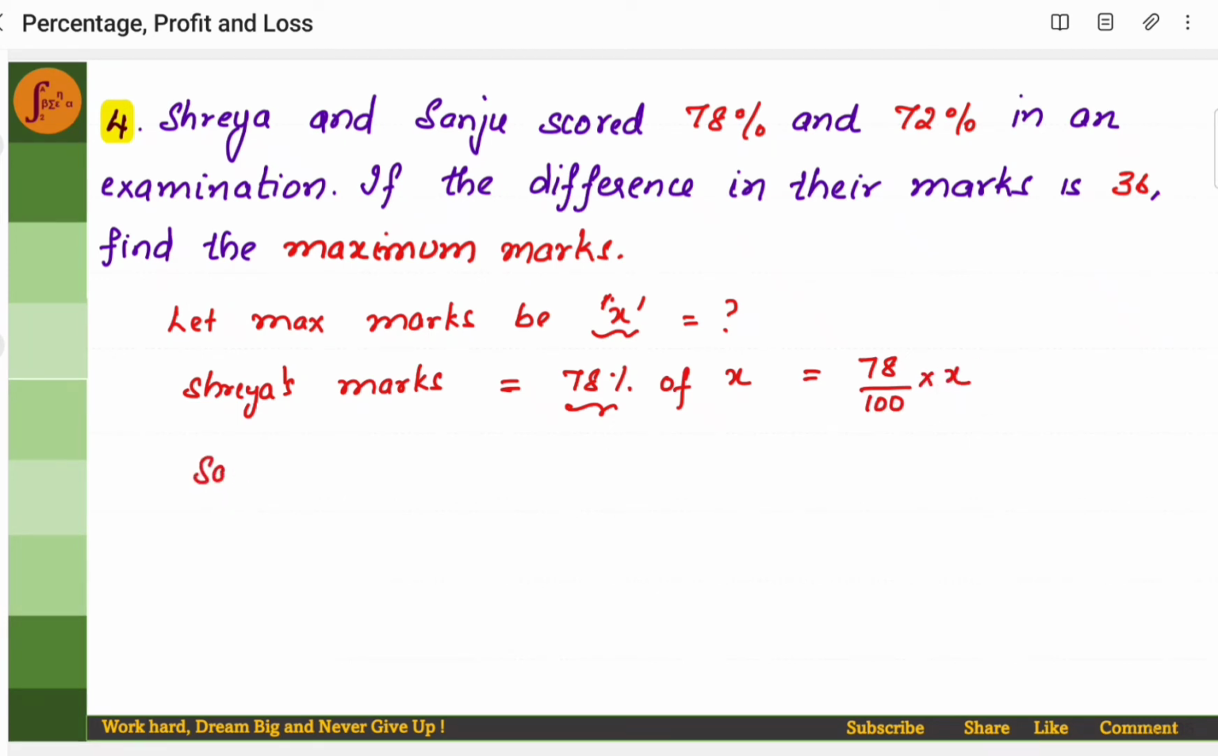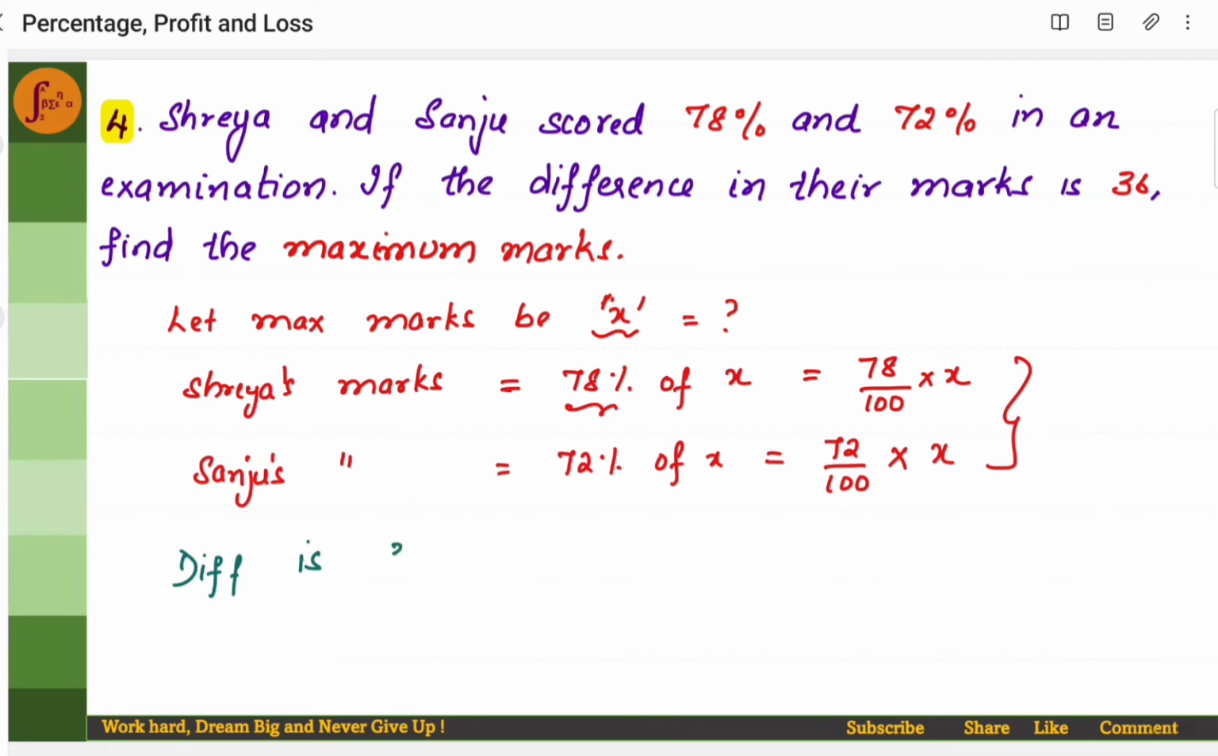Now, what is Sanju's marks? Sanju's marks is 72%. 72% of x. That is 72 by 100. Percent is by 100. Of is into x. Now, the difference in their marks is 36. Difference is 36. Difference between this and this, difference between 1 and 2.